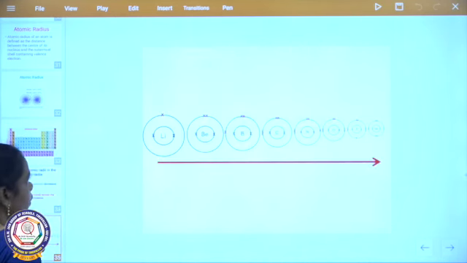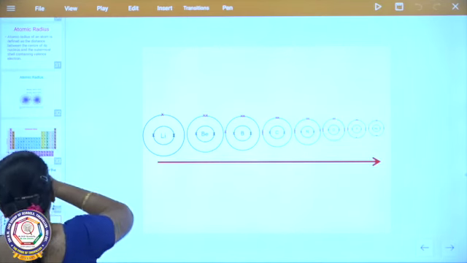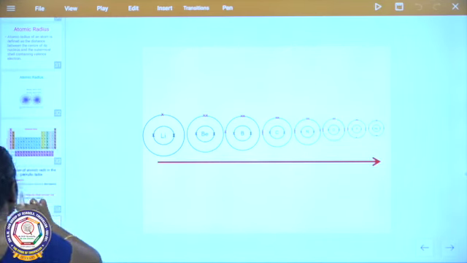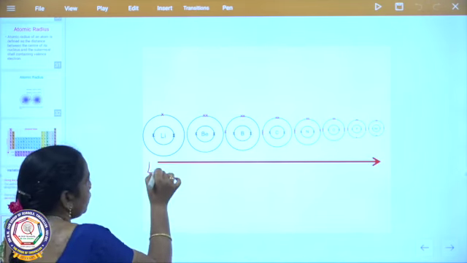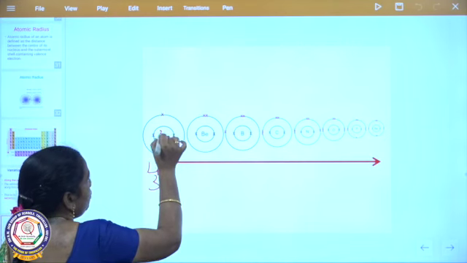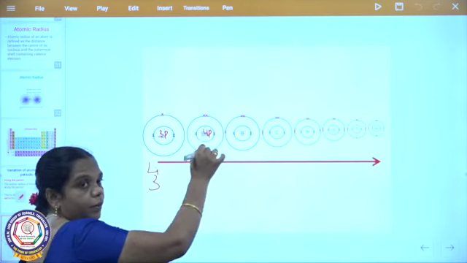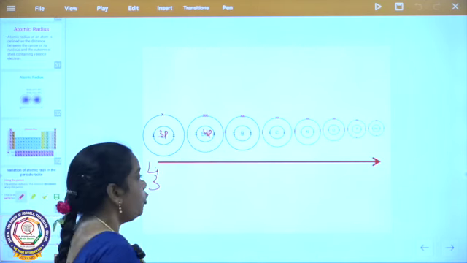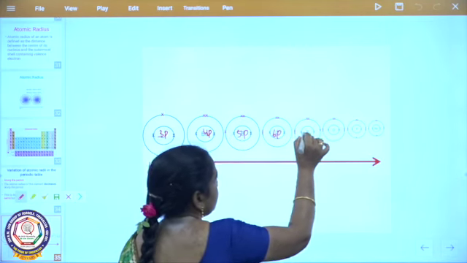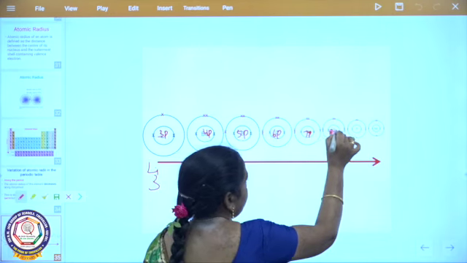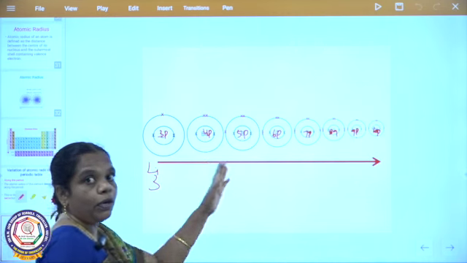So, what does it mean that the number of protons increases? Here, atomic number of lithium is 3, which means 3 protons. Atomic number 4, beryllium, means 4 protons. Here 5, 6, 7, 8, 9 protons, and here 10 protons. So, the number of protons increases.